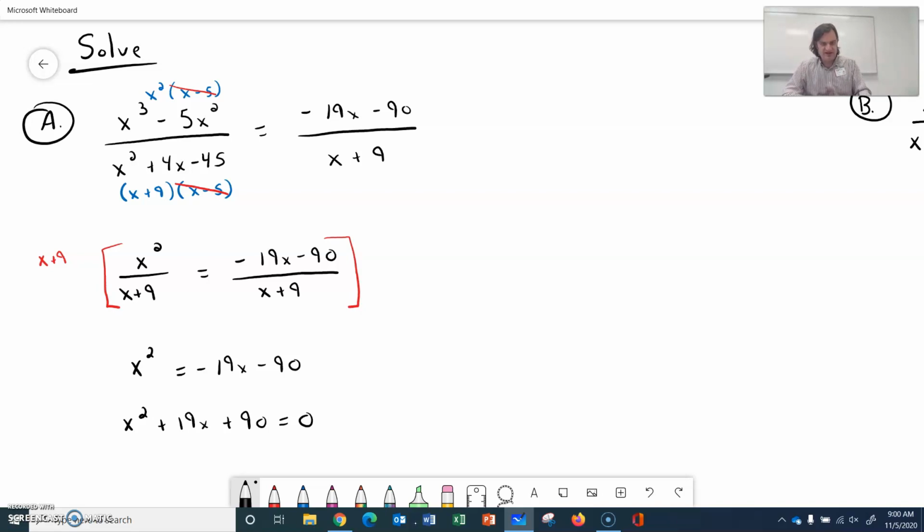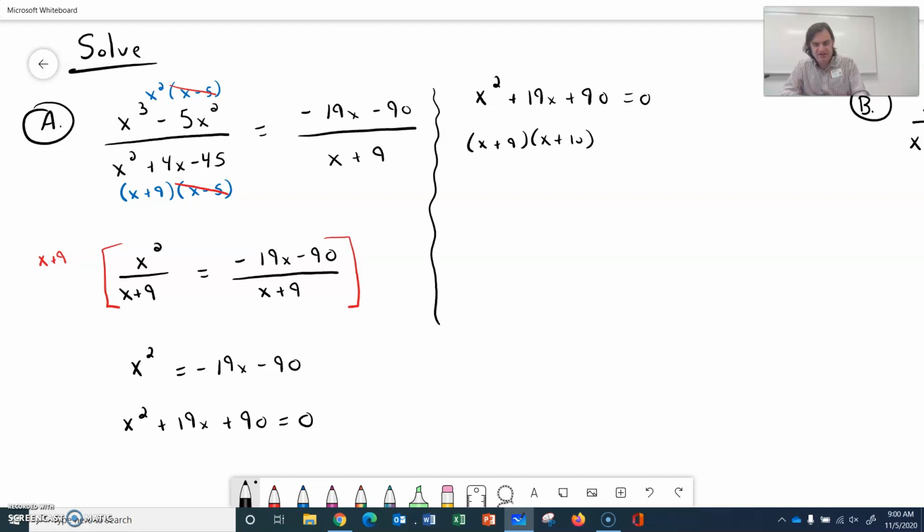We need to see if we can factor that thing. I'm going to write it up here. So x squared plus 19x plus 90 equals 0. I think that's x plus 9 times x plus 10. So I get two answers, x equals negative 9 and x equals negative 10 from solving it.